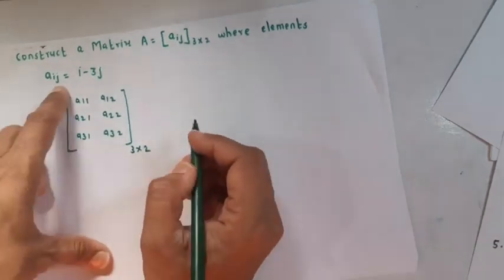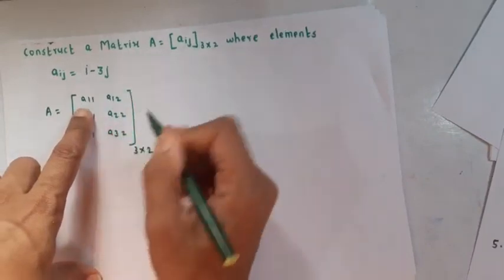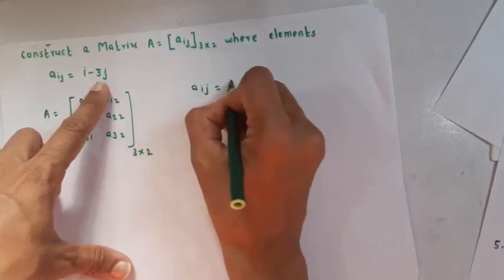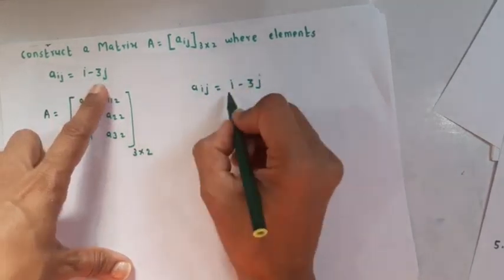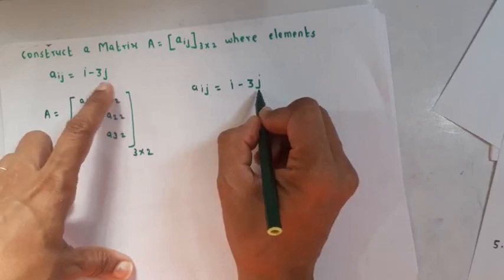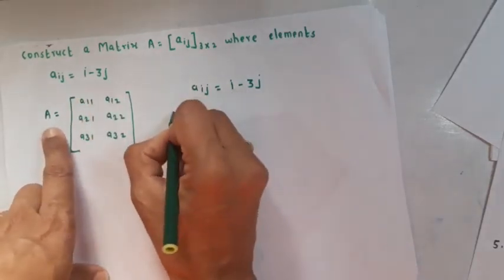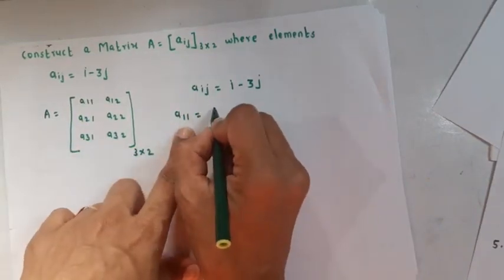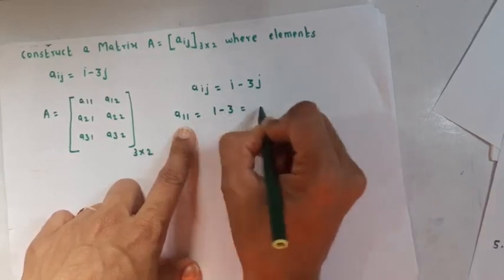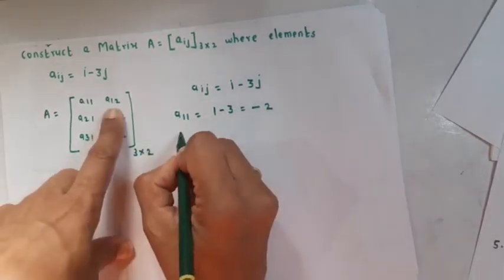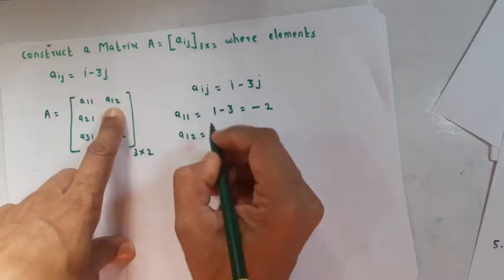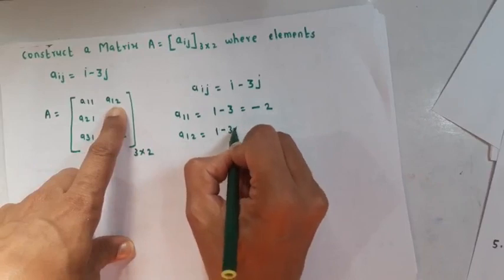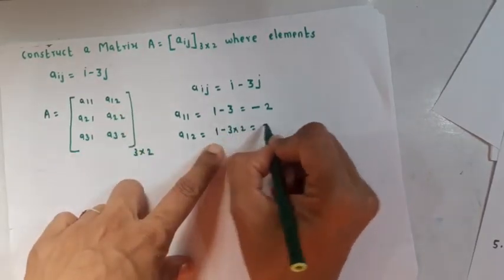Now let us find the elements. The property of the element is aij equal to i minus 3j, where i is the row number and j is the column number. So let us find A11: i is 1 and j is 1. So 1 minus 3, and that is minus 2. Now A12 means row is 1 and column is 2. And this is 1 minus 3 into 2, 1 minus 6 is minus 5.